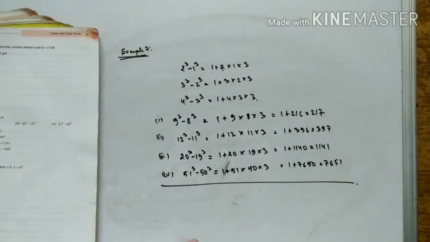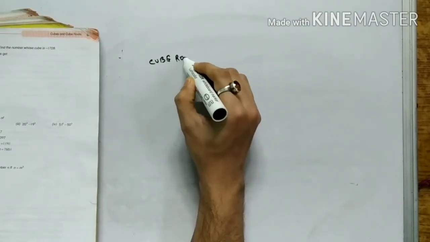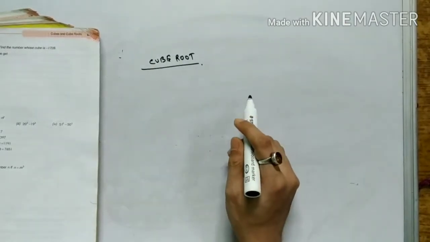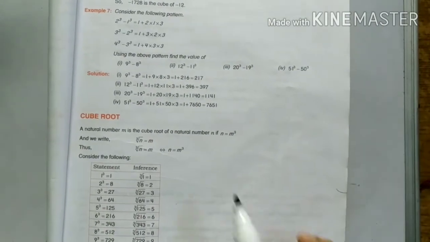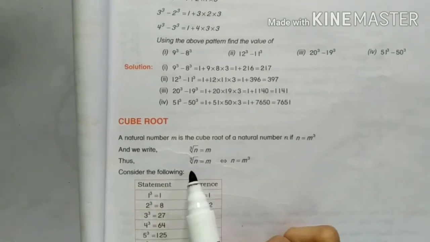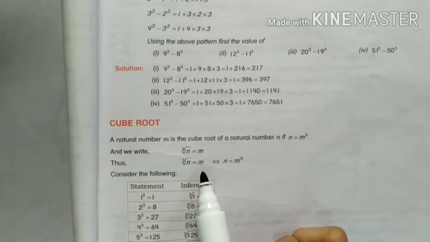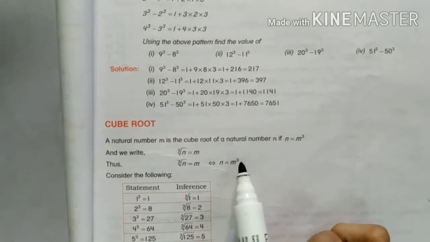Okay, so now we will go to our next topic, that is cube root. A natural number m is the cube root of a natural number n if n is equal to m cube. Then we write cube root of n equals m. Thus cube root of n equals m. I can write it as n is equal to m cube.